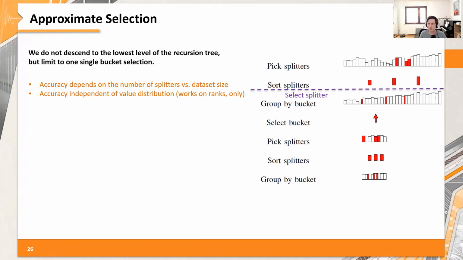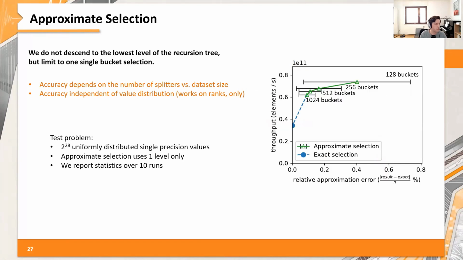And what I wanted to show here is just what this looks like if you're looking at the precision of the rank in the total order. So how far are we off from the actual correct element, and what is the performance impact of that? And this you can see in the picture on the right. So the blue dot here is using exact selection, which doesn't give you any approximation error. And here you can see if you're using a different number of buckets for your selection and different number of splitters, what the expected approximation error in terms of the rank of your elements would be.